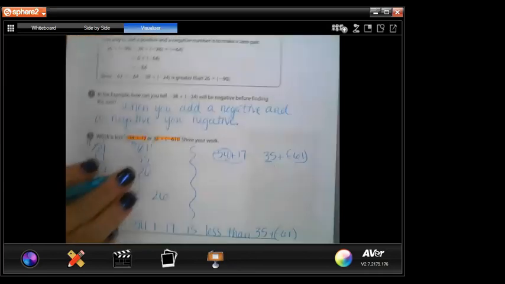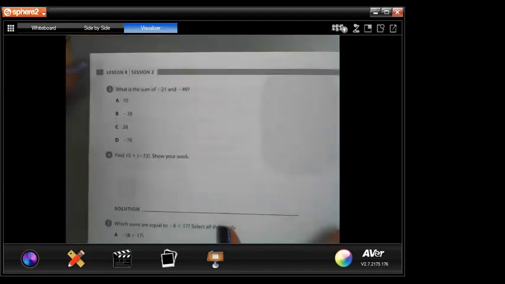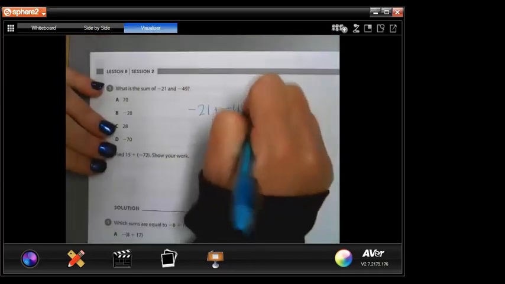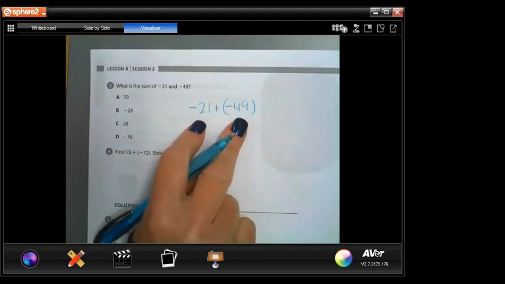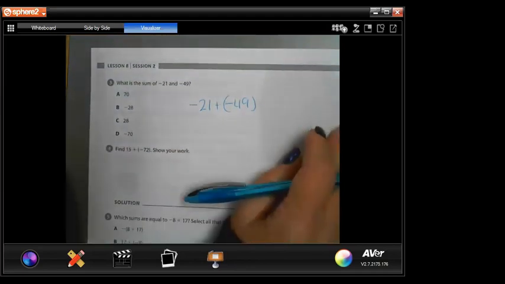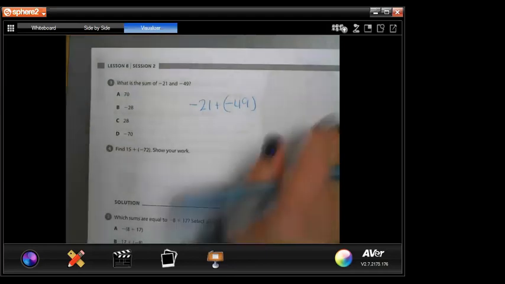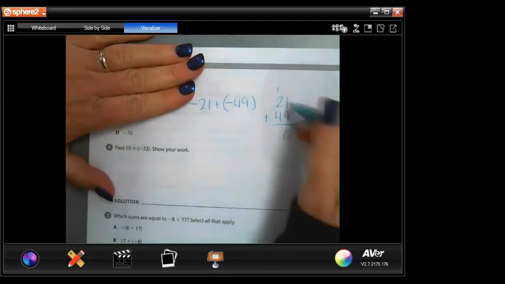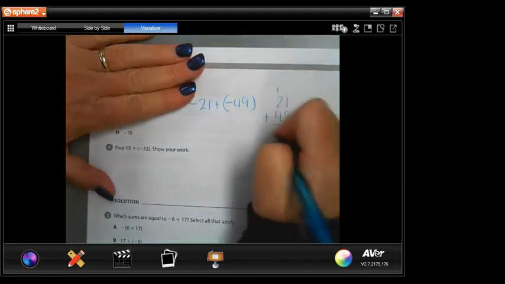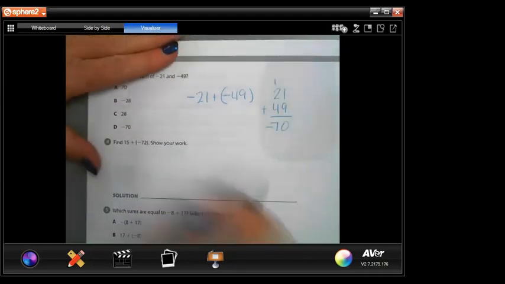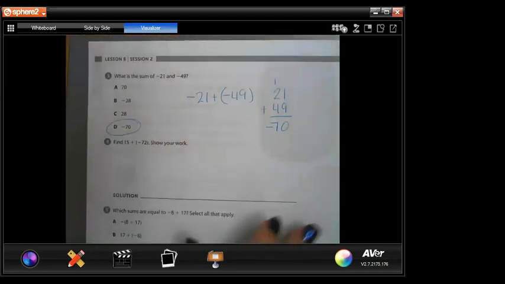All right, so hopefully you guys did pretty good on that problem right there. Next, what is the sum of negative 21 plus negative 49? So if I were to look at this problem, this is what this problem would look like. Now go back to your rules. When you add a negative and another negative, that means you're going further into the dark side. So basically, we're just going to add these two numbers together. So 9 plus 1 is 10, carry the 1. 2 plus 4 is 6, plus 1 is 7, so 70. And since they're both negative, the answer is negative. So your answer is negative 70.